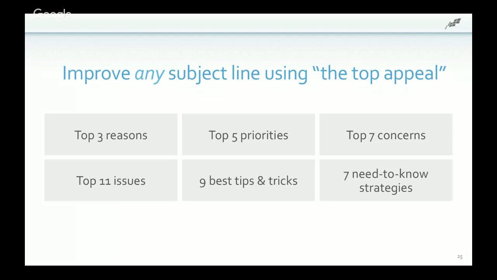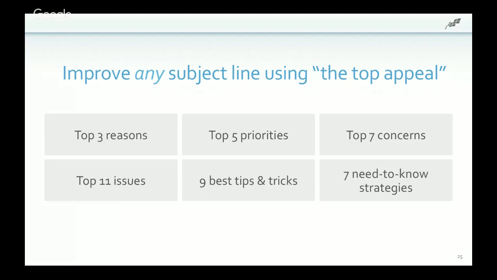all of these things elicit 2 things. First, they elicit some sort of importance or gravitas to this. Oh, it's the top 3 reasons, or it's the best tips and tricks. But by giving people a specific number, you're also limiting it down and saying this isn't going to take a lot of your time. So 7 need-to-know strategies, 3 reasons, or 11 issues is a much easier thing than promising a treatise on everything you need to know about your strategy, right? So the fewer the better.